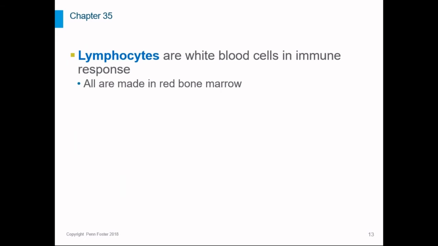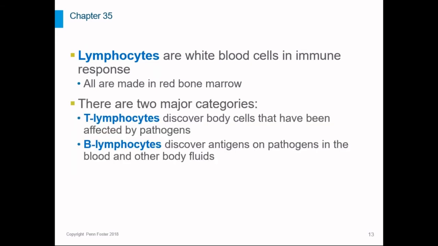Lymphocytes are white blood cells that are active in immune response. These cells are made in red bone marrow and then move throughout the body fluids. There are many types of cells that are lymphocytes, but they fall into two categories. T lymphocytes deal with body cells that have been infected by pathogens, and B lymphocytes discover antigens that are on pathogens hanging out in the blood or other body fluids.